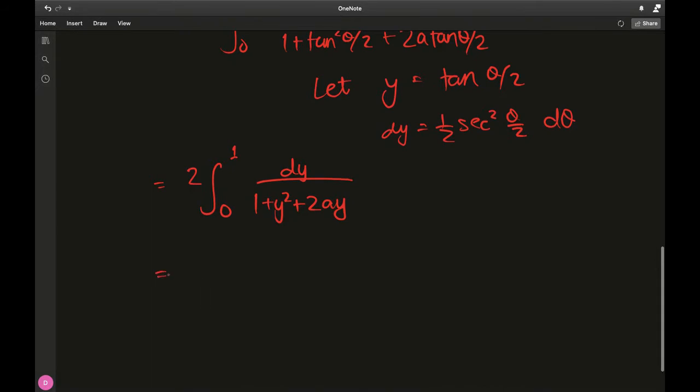Now what I'm going to do is, just like when you have a quadratic in the denominator and you're finding the antiderivative of that, same method as that, you try to complete the square.